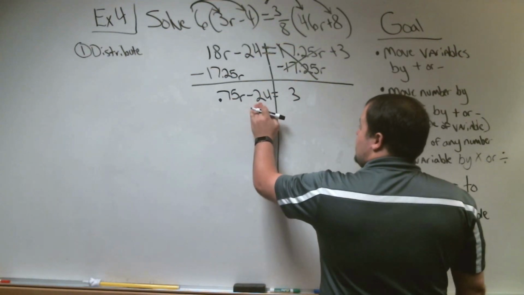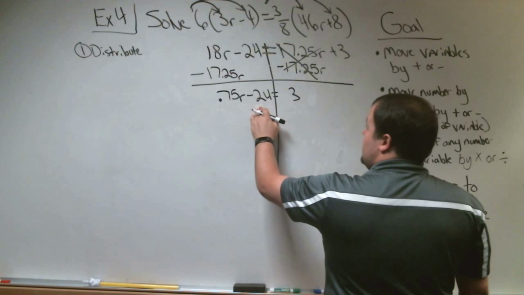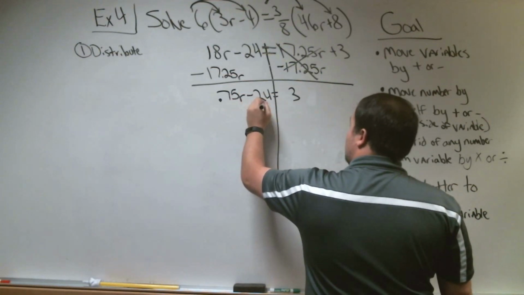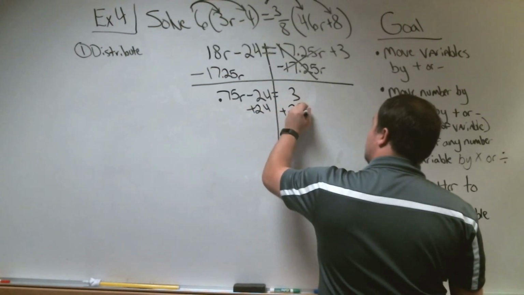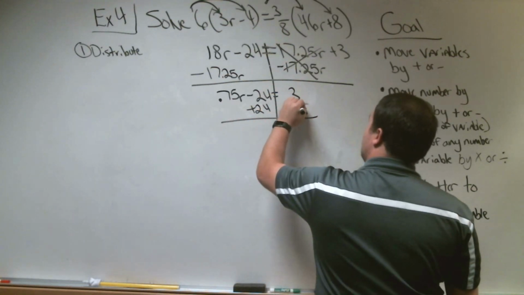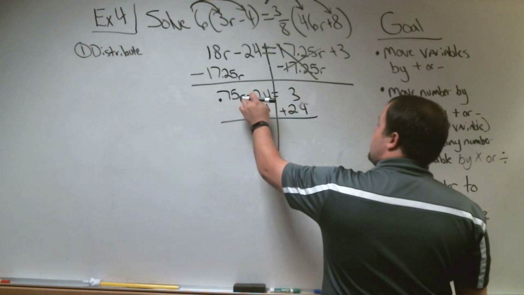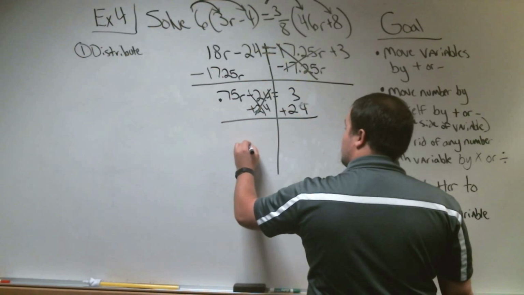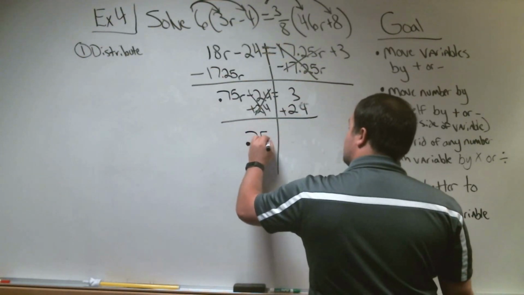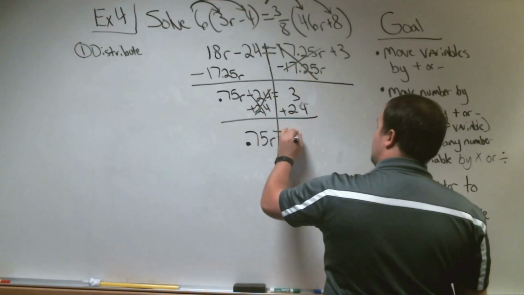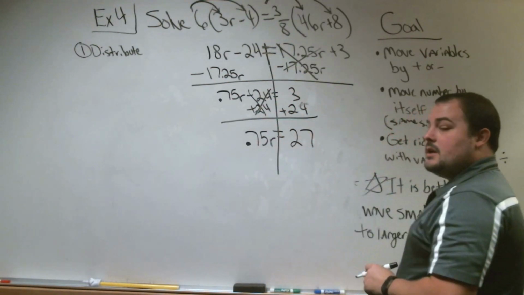We're going to get rid of the number that's by itself on the same side as the variable, so we're going to get rid of minus 24 by adding 24. And if we do that to one side, we've got to do it to the other. And I don't know why I wrote 27, it's 24. All right, a negative 24 plus 24 cancels out. So now the only thing on the left side is 0.75r, equals 3 plus 24, that's 27.